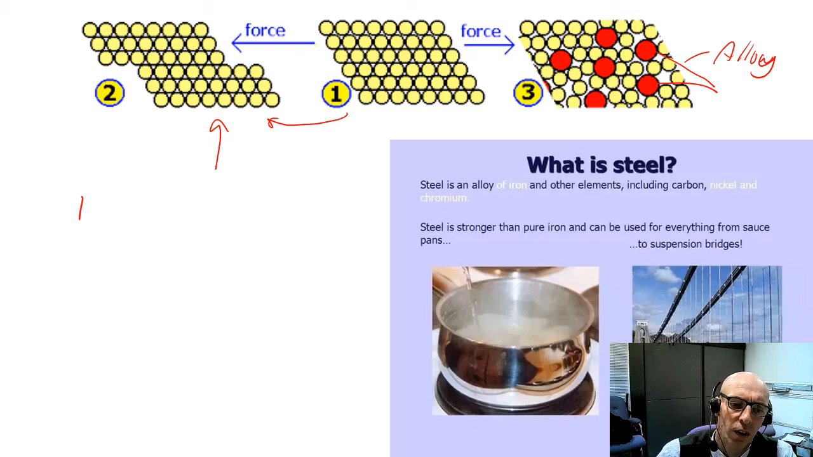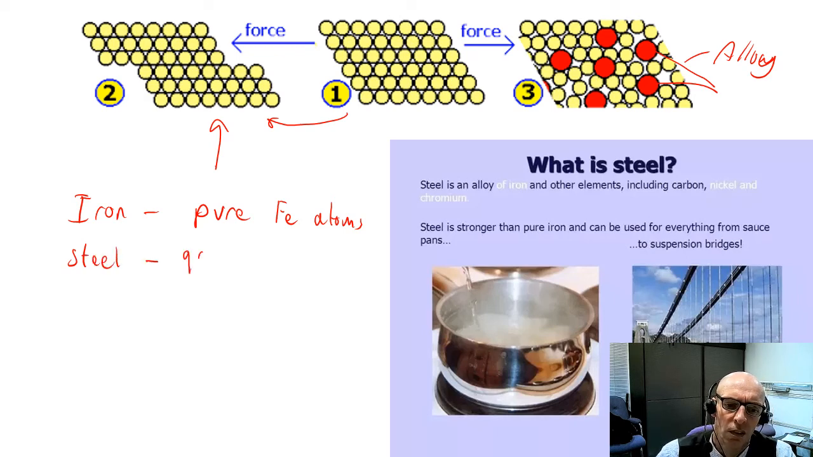So iron is pure iron, which is Fe atoms, nothing else. What is steel? Steel is usually 99% iron, 1%, for example, carbon. And you can have low carbon steels and high carbon steels. What else can we do with steel?